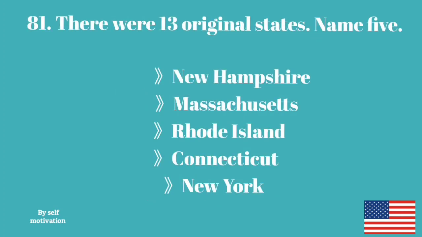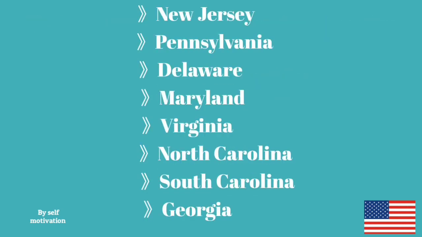There were 13 original states. Name 5. New Hampshire. Massachusetts. Rhode Island. Connecticut. New York. New Jersey. Pennsylvania. Delaware. Maryland. Virginia. North Carolina. South Carolina. Georgia.